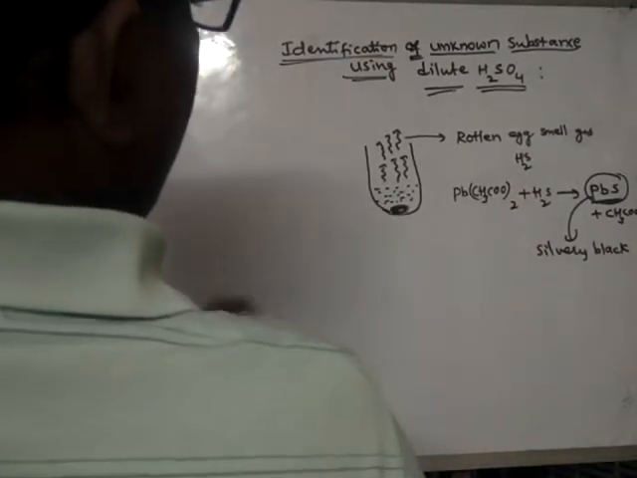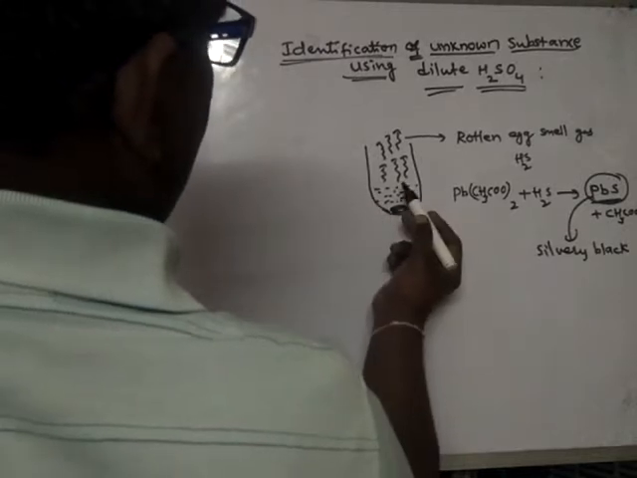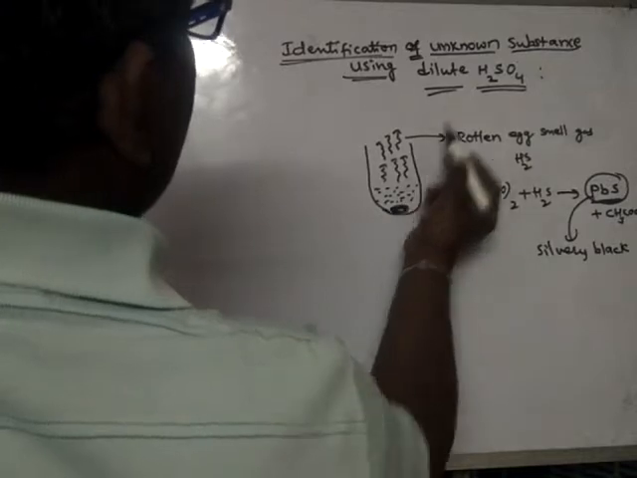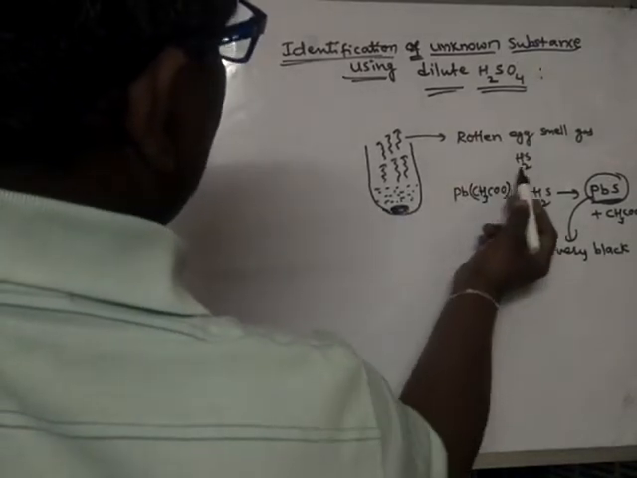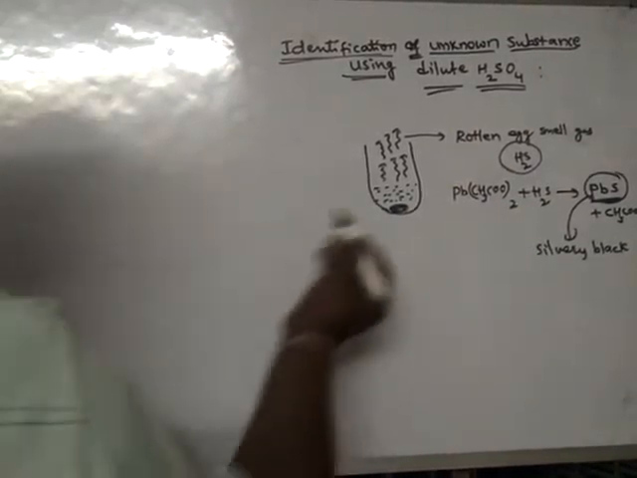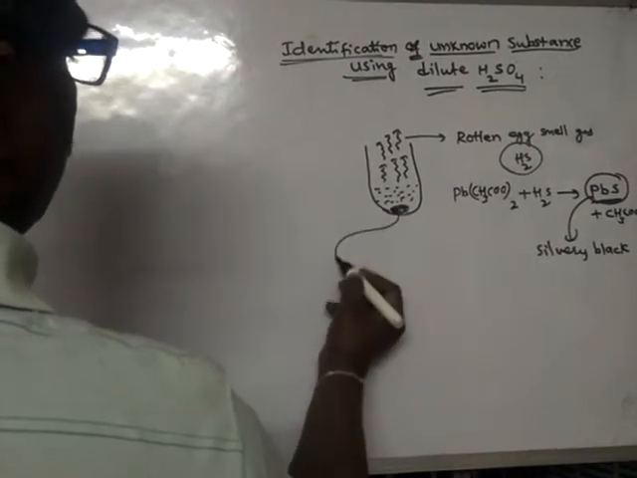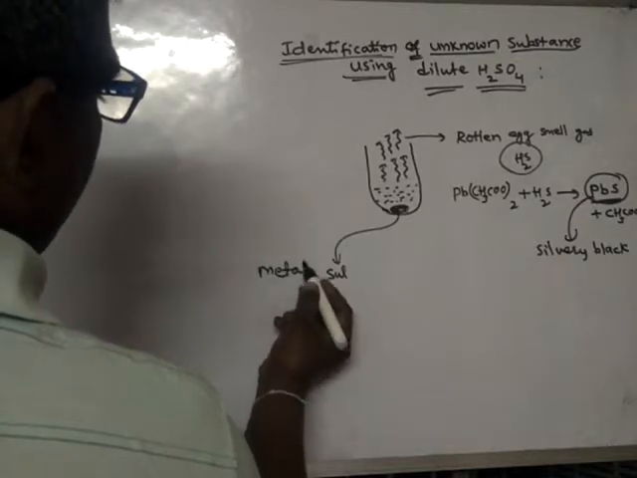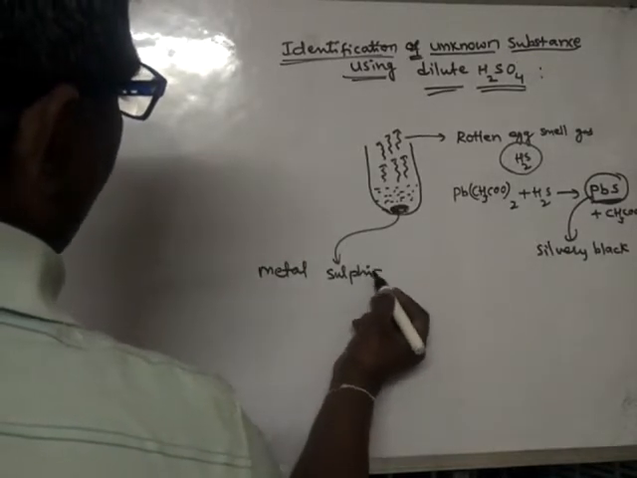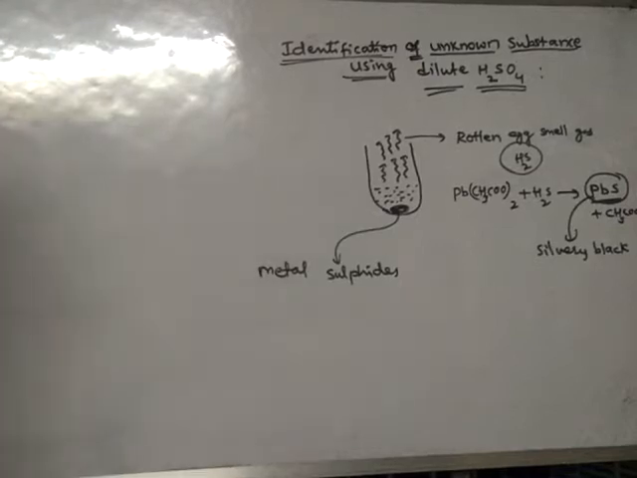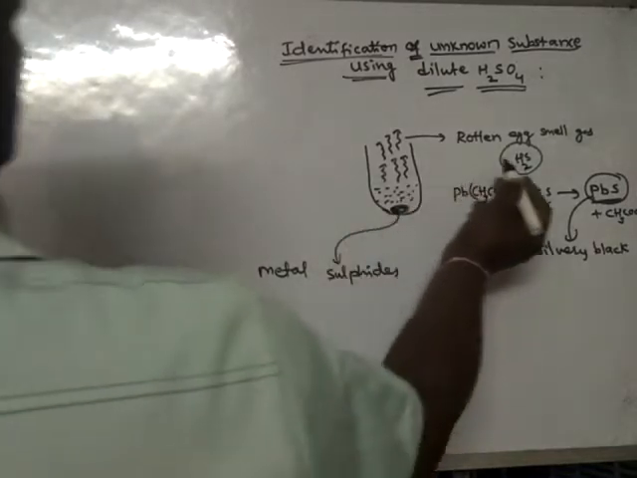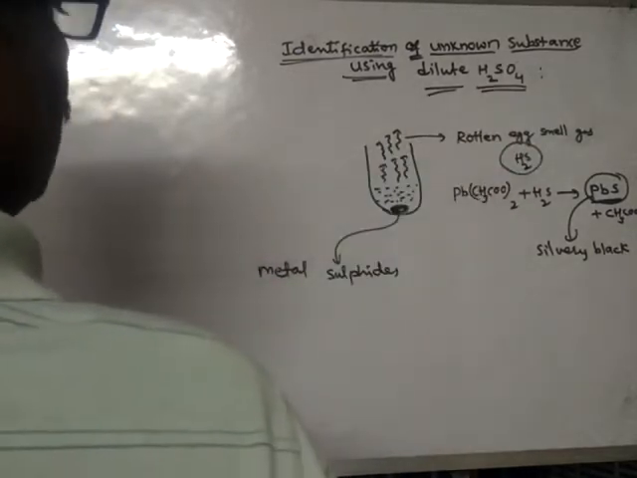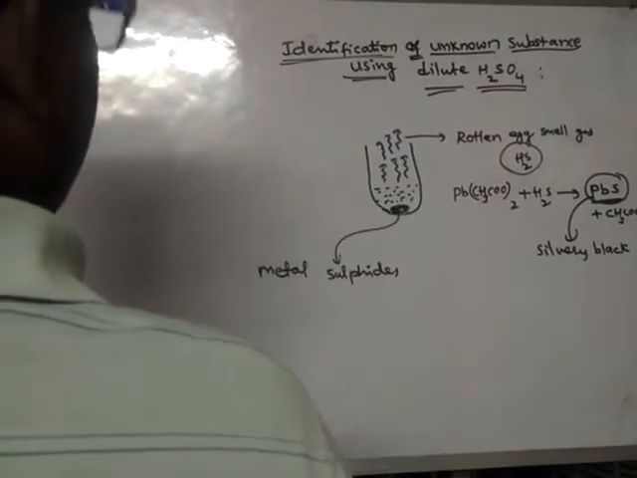So now a substance when reacted with dilute sulfuric acid is producing H2S. So what should that substance be? That substance should contain sulfide. It should contain metal sulfide. Only metal sulfides will produce H2S when reacted with acid. So from this it is understood the substance is metal sulfide.